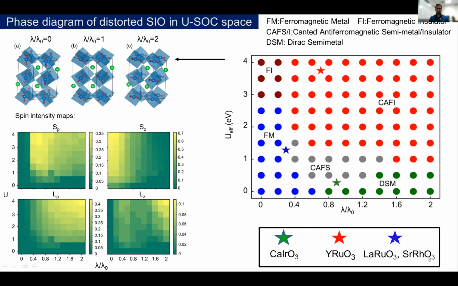And as you can see, there are different materials, 4d transition metals or 5d transition metals, which can be realized in this phase diagram. So they are very well fitted. The ground state of these materials is very well fitted to this phase diagram.